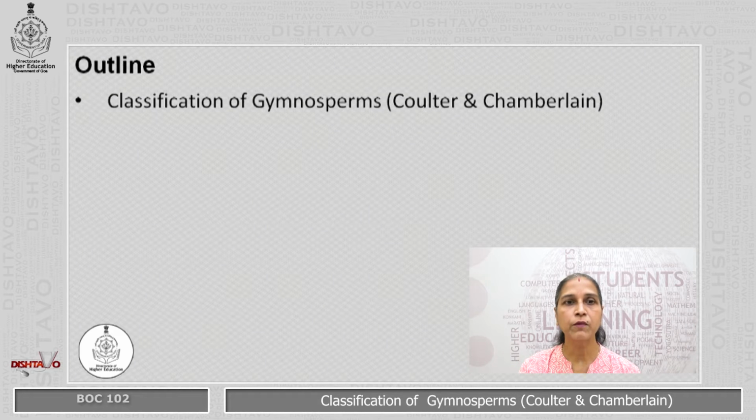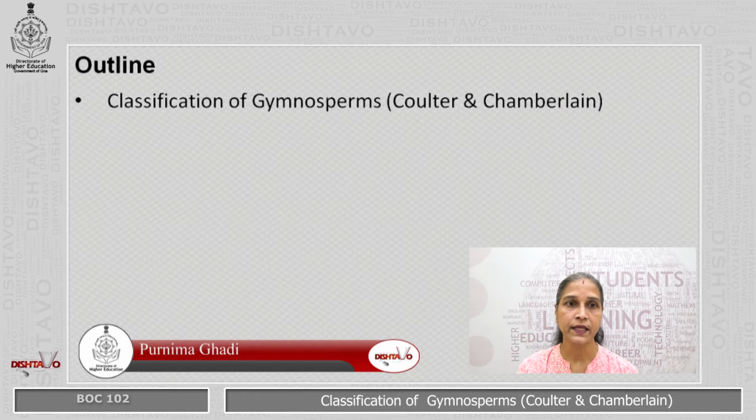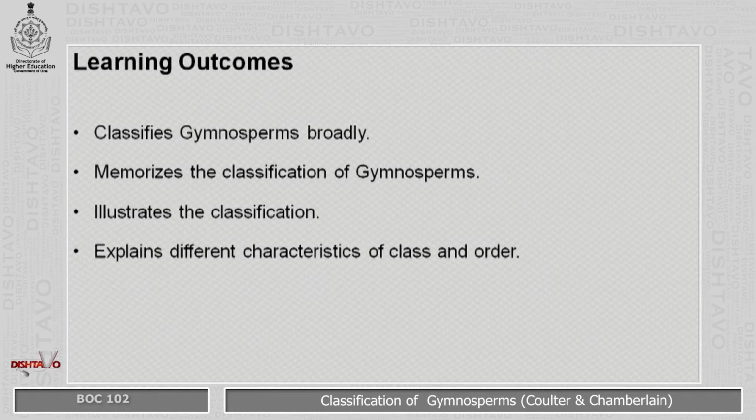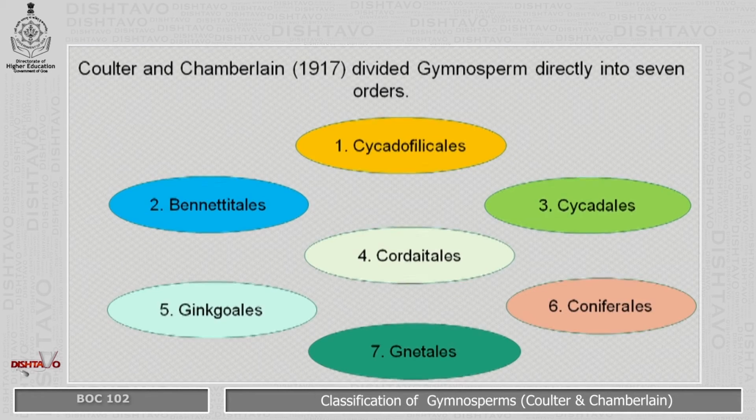In this module, I am going to talk about and explain the classification of gymnosperms given by Coulter and Chamberlain. At the end of this e-module, the student classifies gymnosperms broadly. They memorize the classification of gymnosperms, illustrate the classification, and explain different characteristics of class and order of gymnosperms given by Coulter and Chamberlain. Coulter and Chamberlain in the year 1917 divided gymnosperms directly into 7 orders.